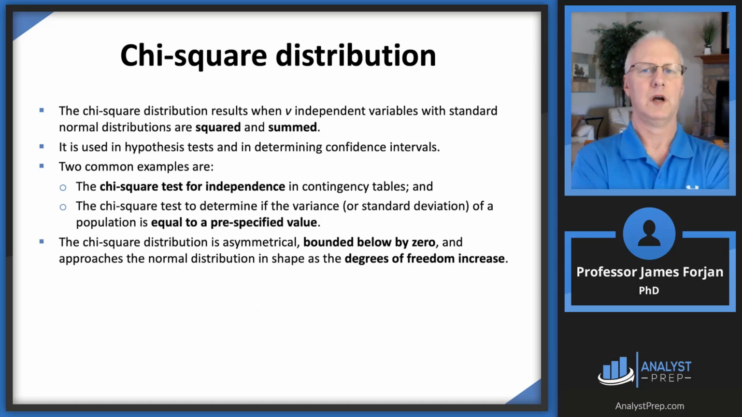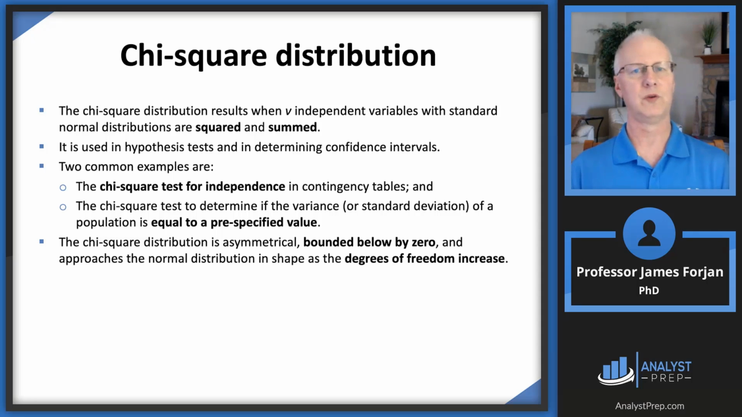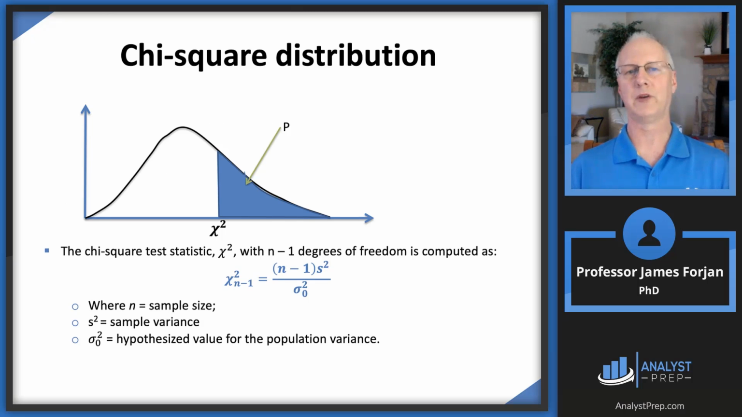Chi-square distribution. This results when independent variables with standard normal distributions are squared and summed. It's used in lots of hypothesis tests and determining confidence intervals. It's bounded on the left by 0, and just like with the t distribution, because the sample is relatively low, the degrees of freedom are important. There's a picture of the chi-square distribution, and what you use the chi-square distribution for is the following.